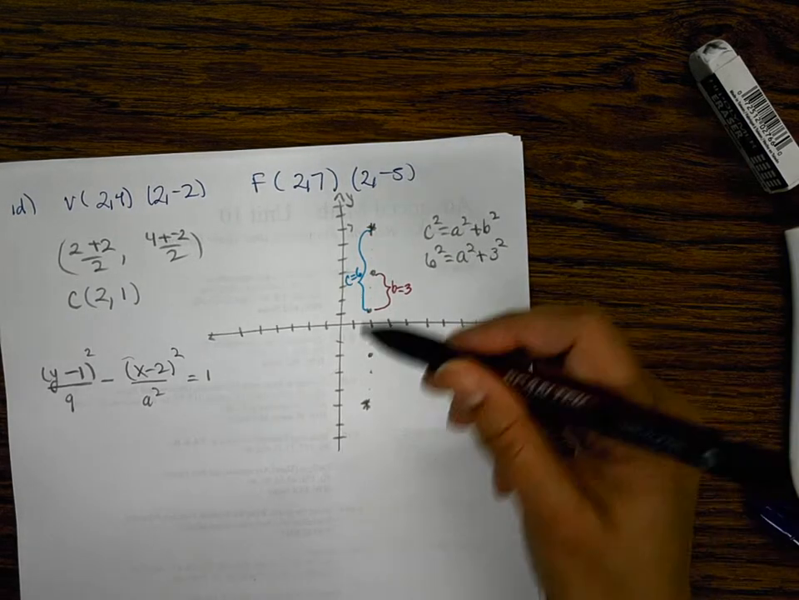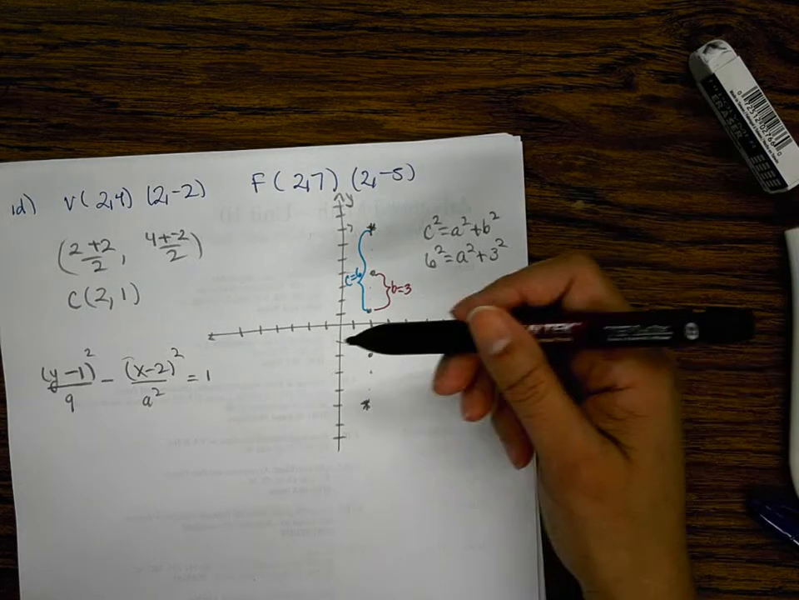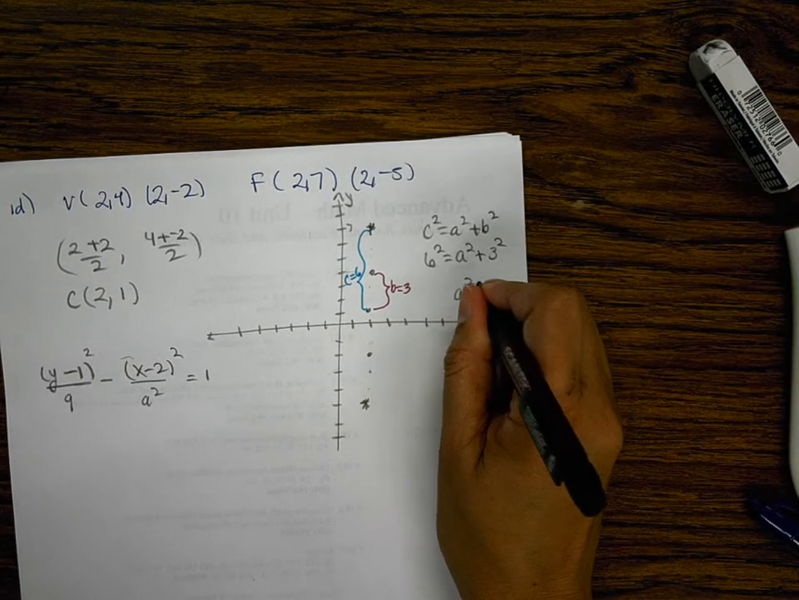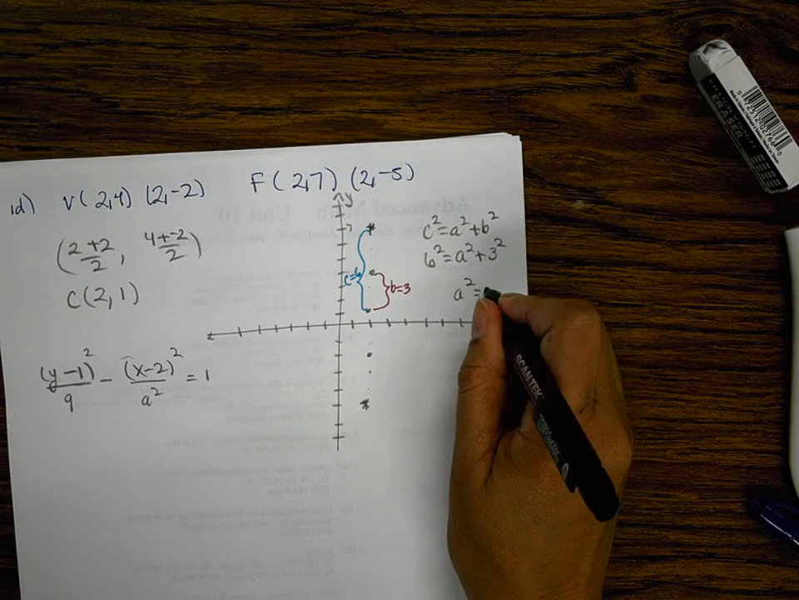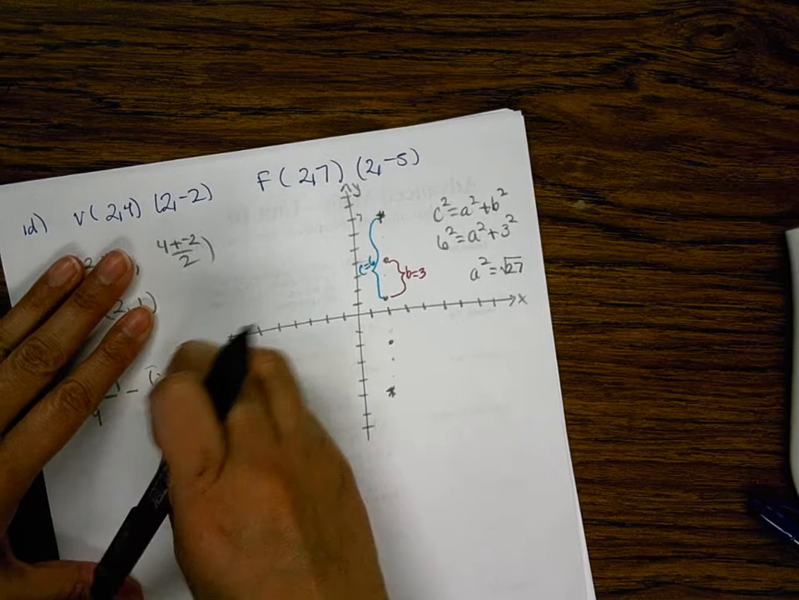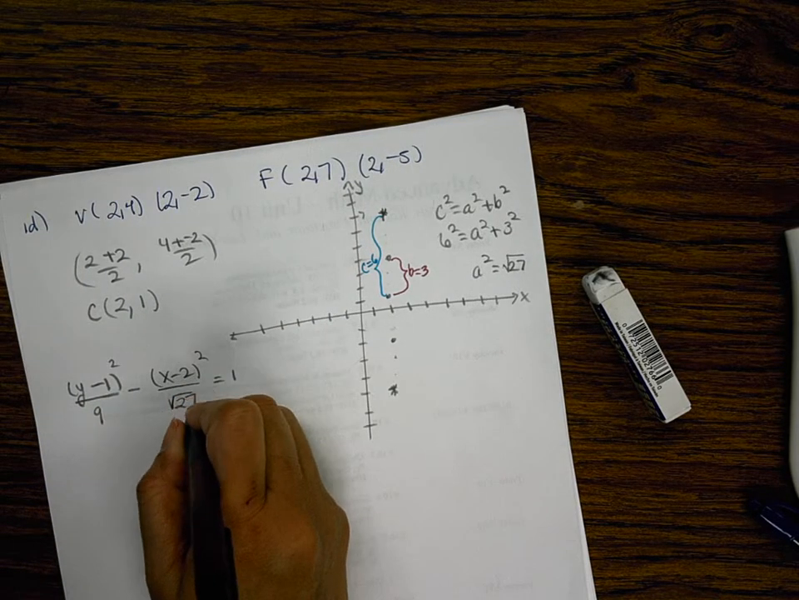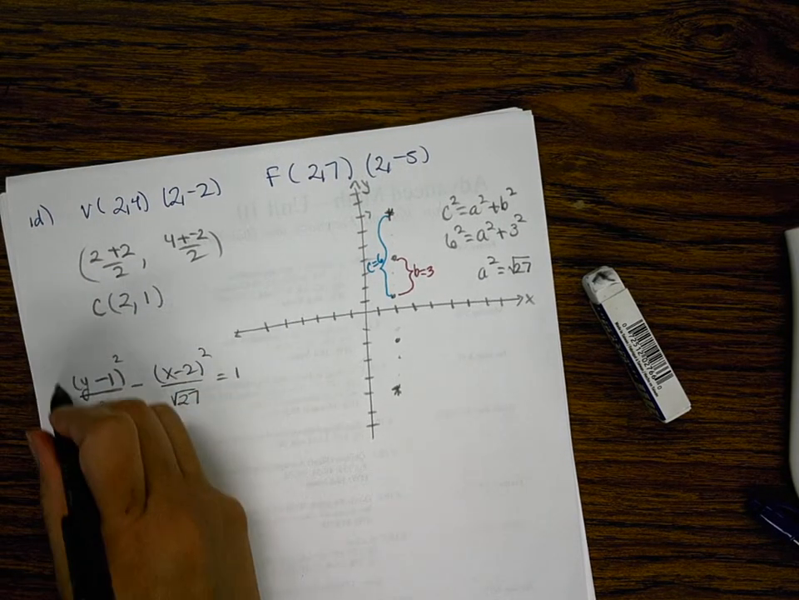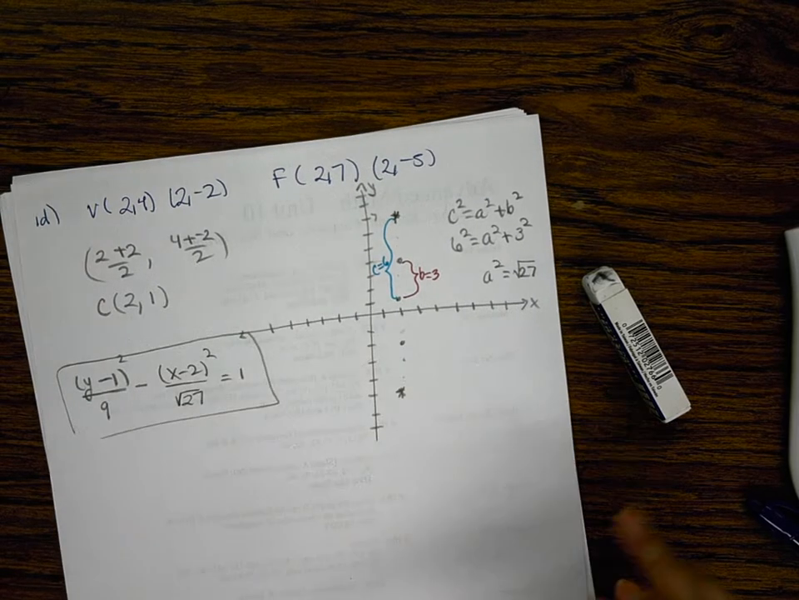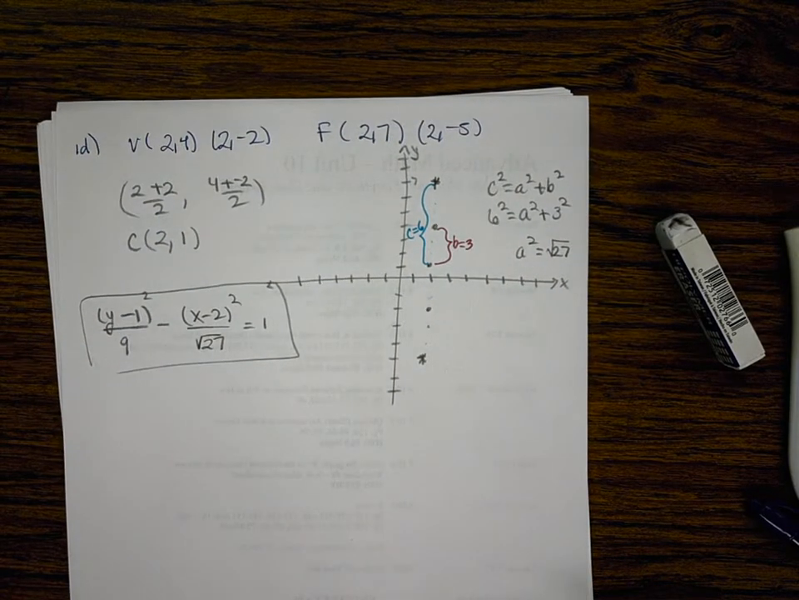You can do all that work. Hit pause, square, subtract. You end up with a squared equals the square root of 27. And since it's a squared I'm looking for here, I'm going to leave that as the square root of 27. And that there is your answer for the equation. We need to find the bits and pieces and finish the graph, but that's the first part of your answer.